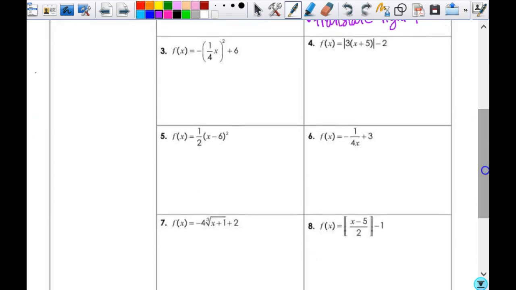Okay, so let's look at number 3. What kind of function is this? Quadratic. It's a quadratic. And so this is equal to x squared.